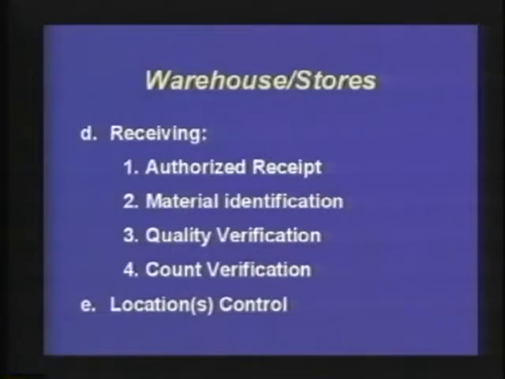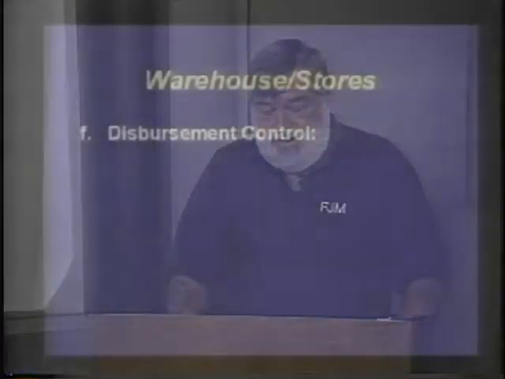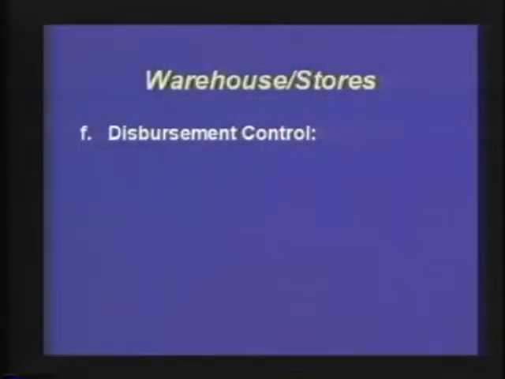Item E is the location control or locations. Items may be placed in more than one location, and we have a little procedure that we'll review with you in terms of location control. Item F are the disbursement adjustments. In other words, when we issue material, we want to make sure that all issues are accounted for and they are recorded not only on the storeroom record but also in the inventory record.